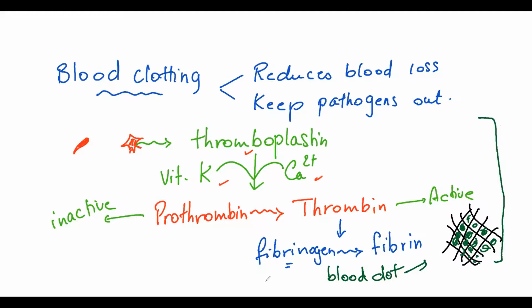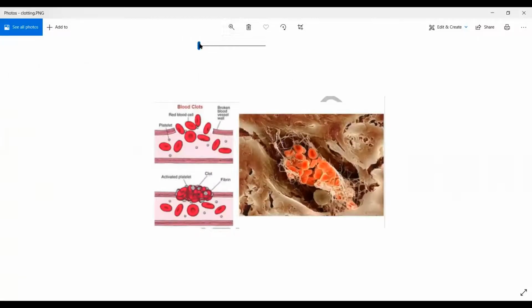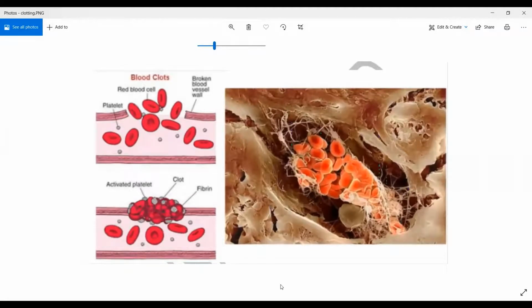I would like to show you this picture for the blood clot. Here it is. Now, you can see that here is the injured blood vessel and platelets, of course, are going at the end to clump here in order to block the blood vessel. But what is this clump? Here is the fibrin, or the fibrin mesh, and here are the blood cells in between.